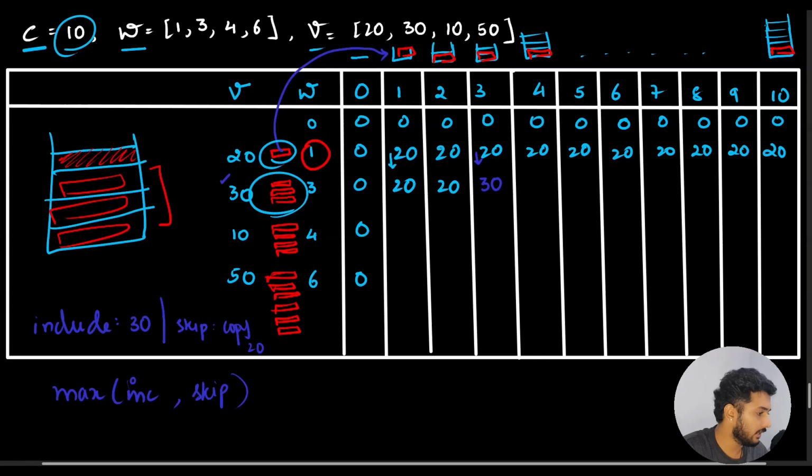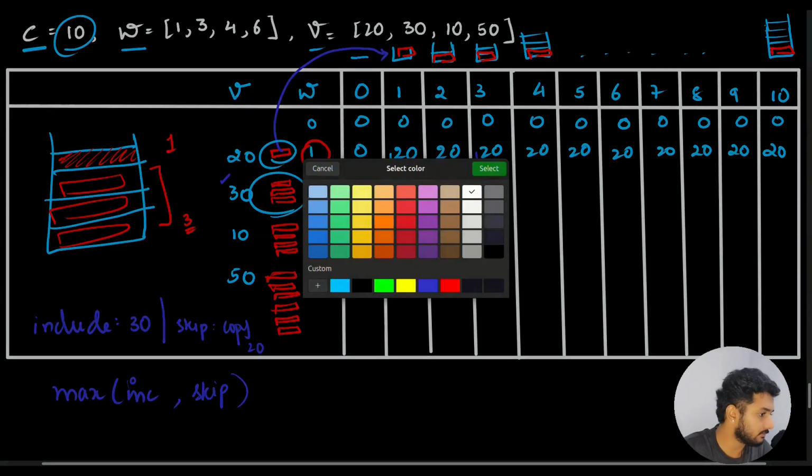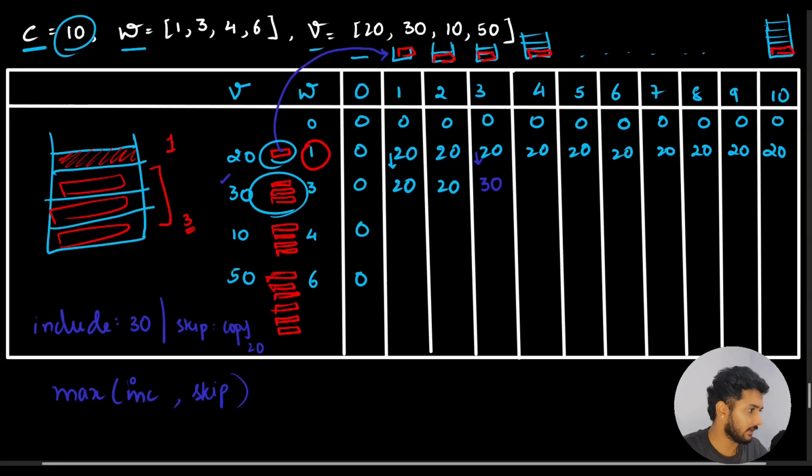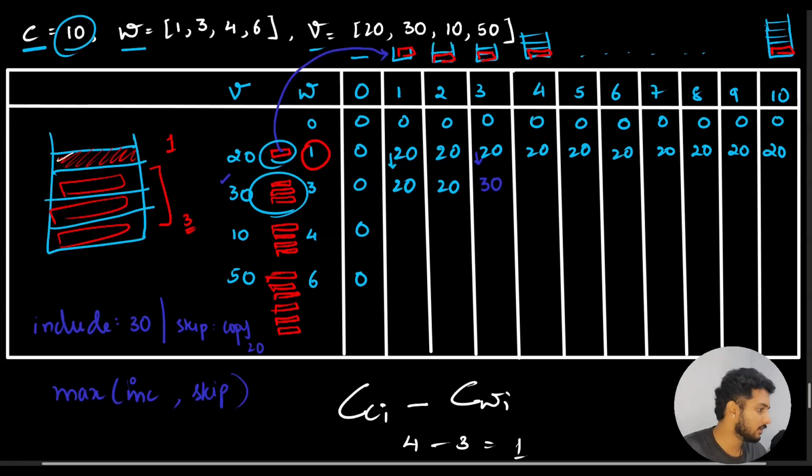Until this point you have included all the 3 weights, but there's another block which can also be accommodated. So how will we get that? For this, the formula is current capacity I minus current weight I, which is nothing but 4 minus 3, 1. So this is the one empty space.